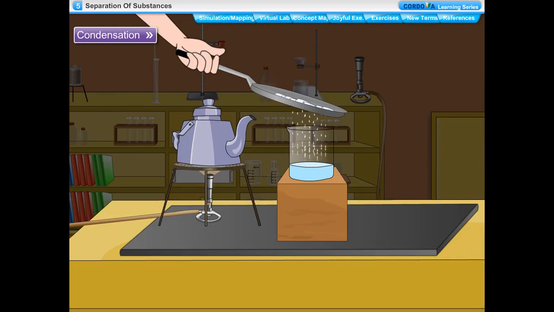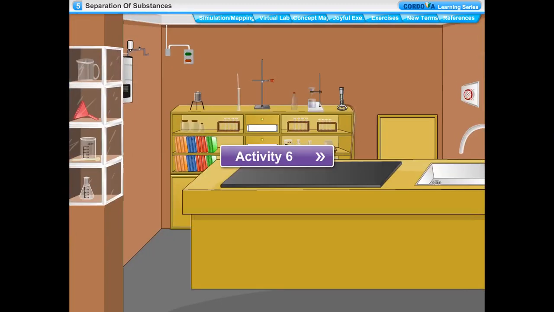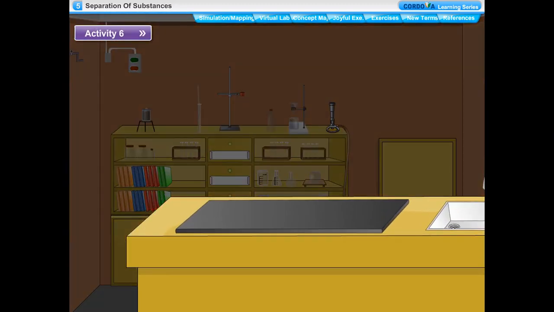The process of changing vapor into its liquid state on cooling is called condensation. Activity 6. To separate water from a mixture of salt solution. Things needed: common salt, water, aluminium kettle, frying pan, beaker, gas burner, tripod stand, wire gauze, ice cubes.